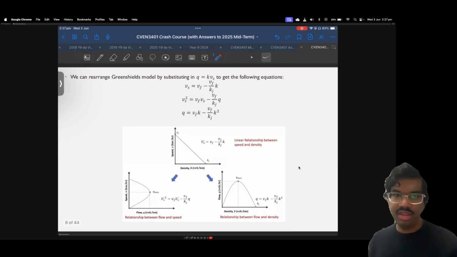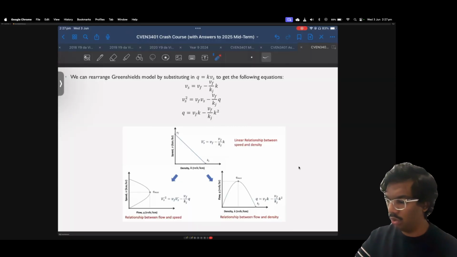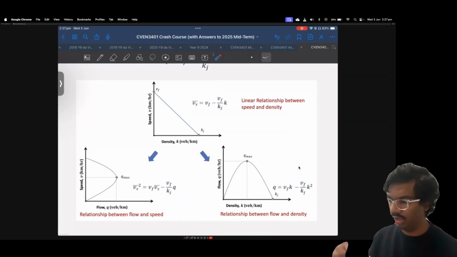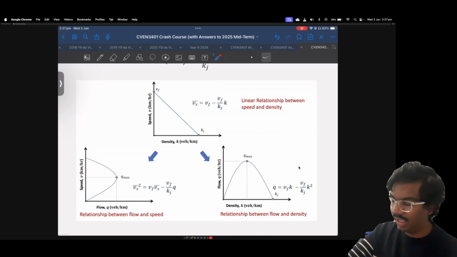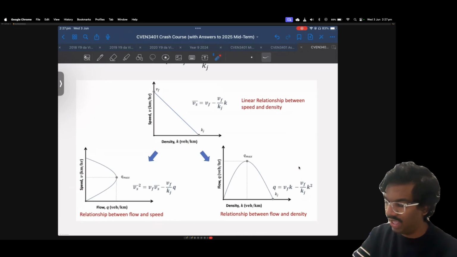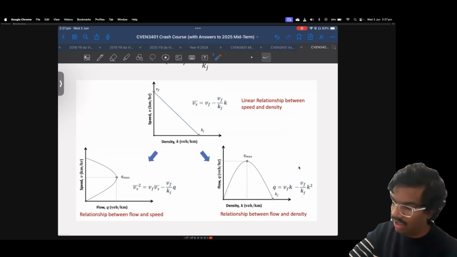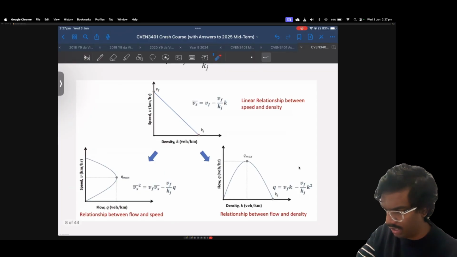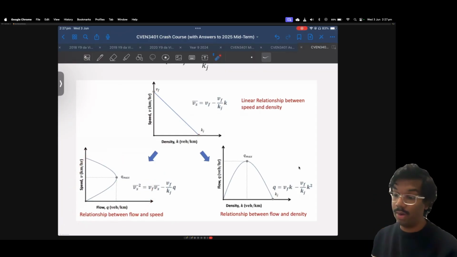These are some of the ways that we can rearrange the Green-Shields model to give us a few more interpretations, and you can look at the equations I have there a bit more later. Basically, we've got Vf, and this is speed and density. So the higher the speed, the lower the density. I've already explained that one, but this next one is interesting. We've got the relationship between flow and speed.